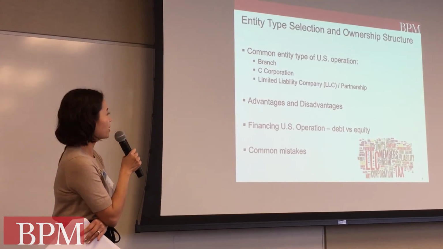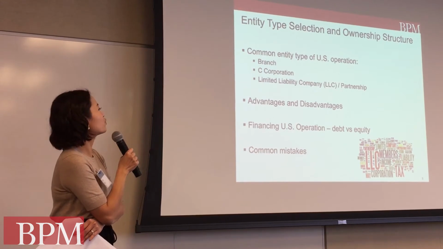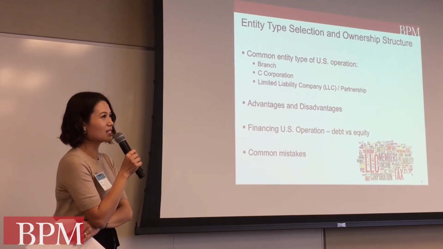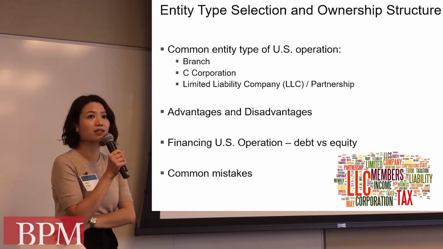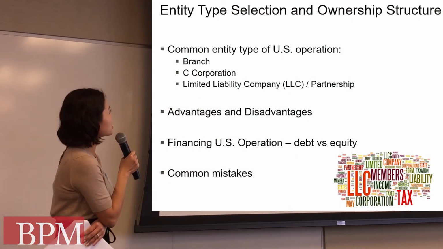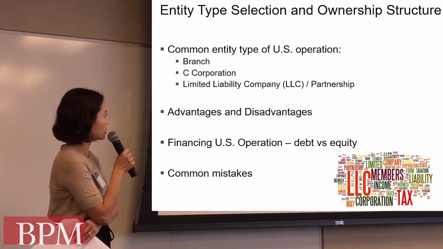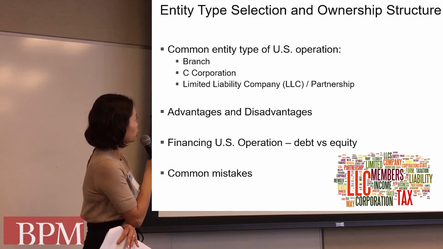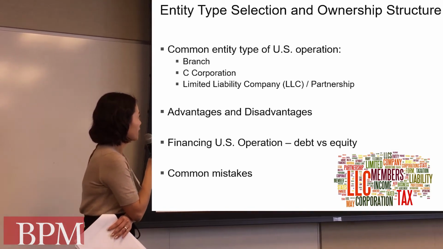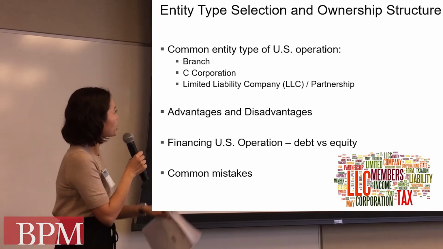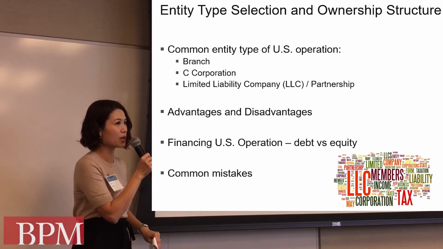When foreign companies first come to the US, the first thing they want to decide is which entity type to use to set up their business in the US. These are the common entity types that foreign companies operate in the US: branch, C corporation, LLC, or partnership. Maybe we'll take a quick look at the advantages and disadvantages of each type of entity setup.